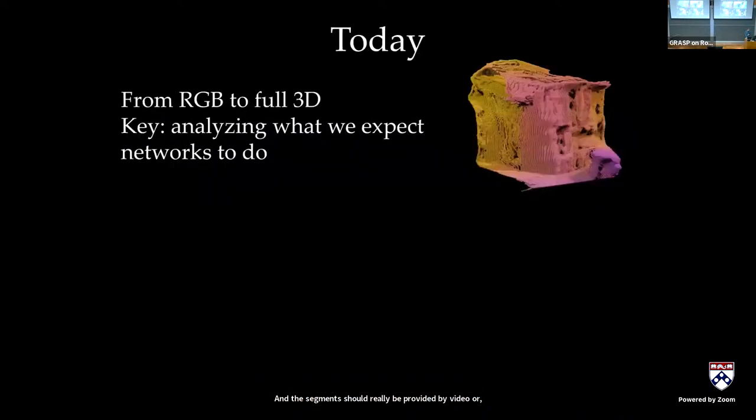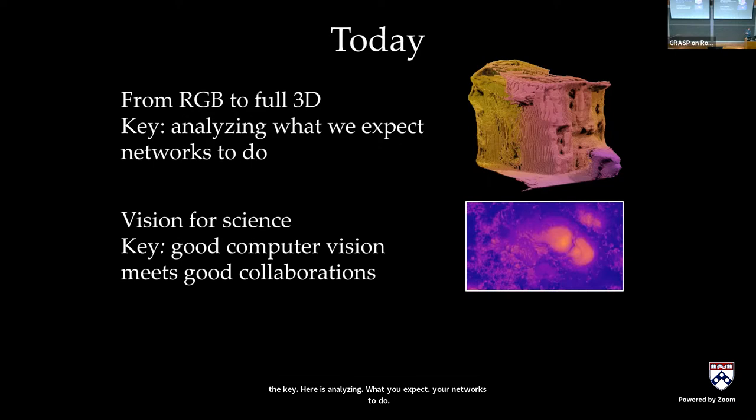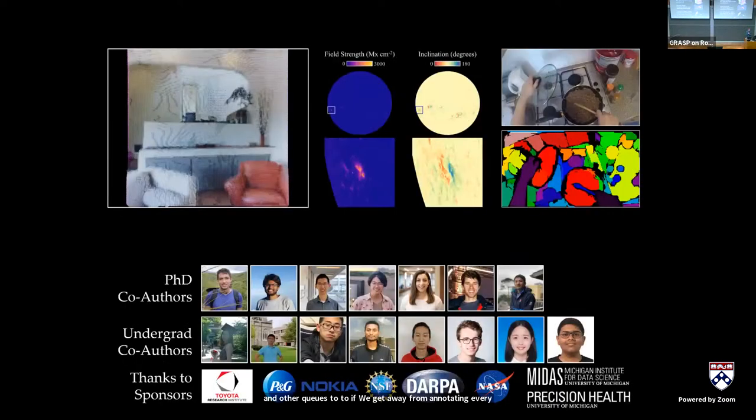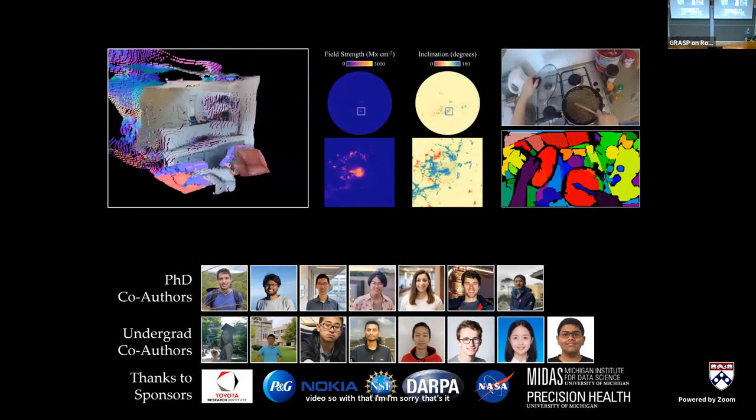So to conclude, today I've talked about three things, going from RGB to full 3D. And the key here is analyzing what to expect your networks to do. I've talked about vision for science, and here the secret sauce is really collaboration. You have to work very hard to understand the actual problems. And finally, I talked a little bit about understanding RGB images and hands, and producing hands from these videos. And the key here was either labeling, or in the future, we'll be using stuff like common fate and other cues to get away from annotating every single pixel in the video. So with that, that's it for me, but I'm happy to take any more questions that people have.